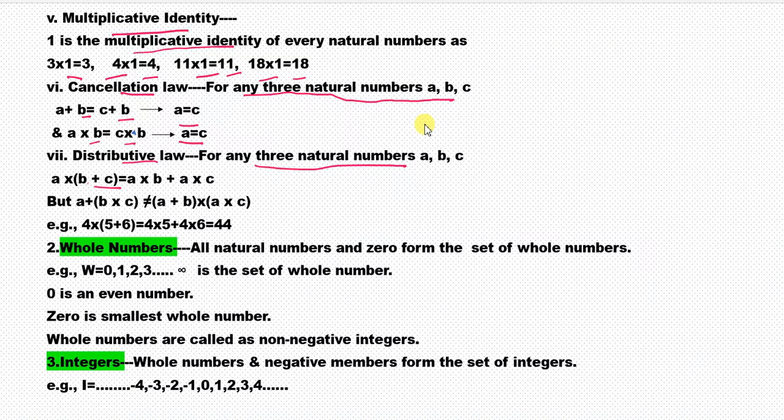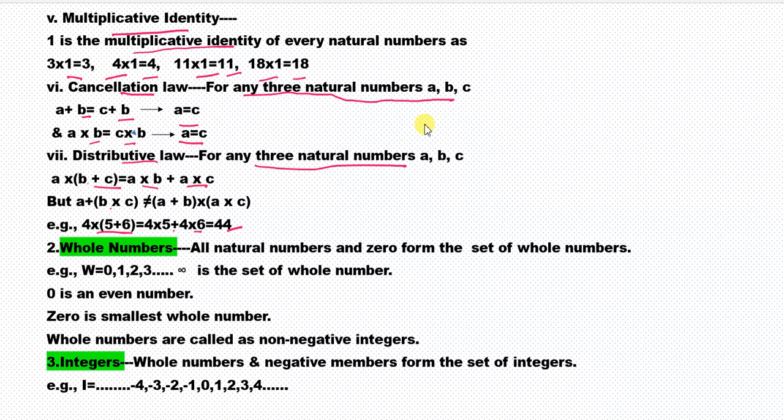After opening the bracket, a into (b plus c) is a into b plus a into c, but (a plus b) into c is not equal to (a plus b) into (a into c). Mind it. For example, 4 into (5 plus 6) is equal to, after opening the bracket, 4 into 5 plus 4 into 6, which is equal to 44. Both LHS and RHS are equal to 44. These are the properties of natural numbers.